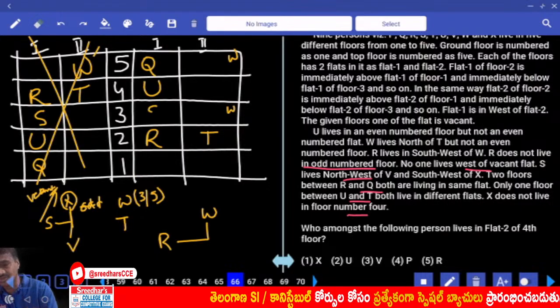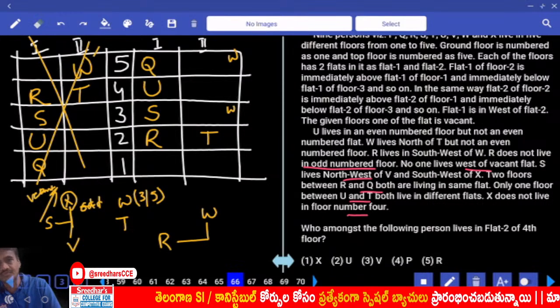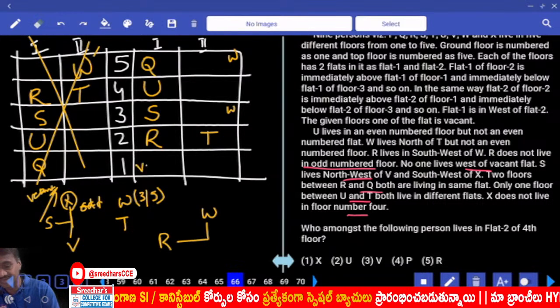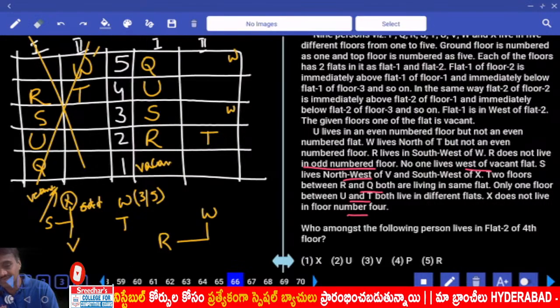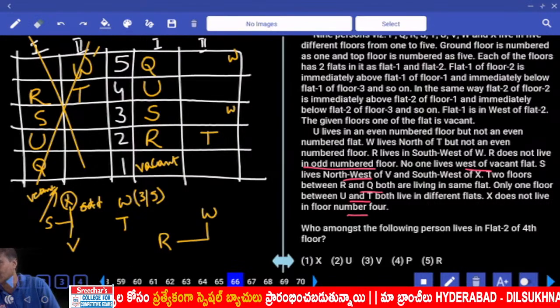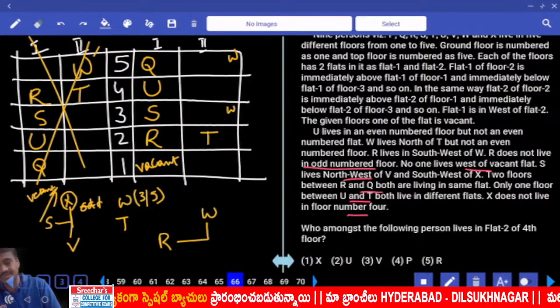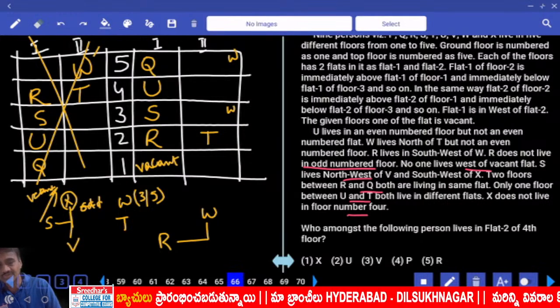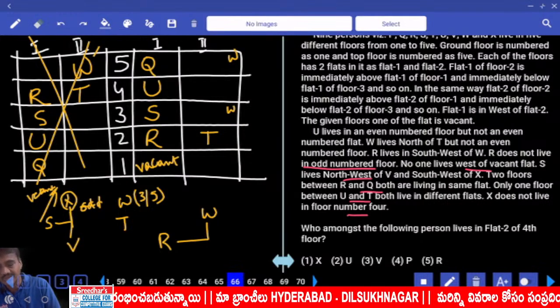S must be on the third floor. Now, if S is on the third floor, first flat, then which must be vacant? The first floor, first flat is vacant, because there is no one who is living to the west of a vacant flat. The next one, if S is here, then we have X and V.